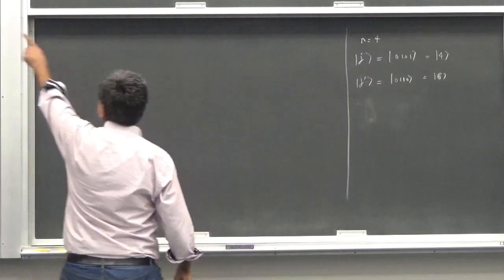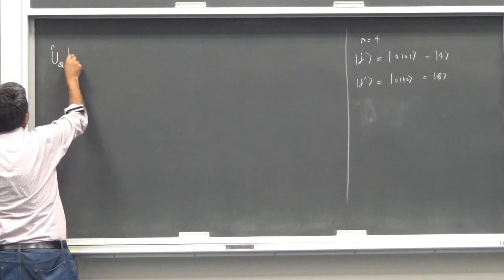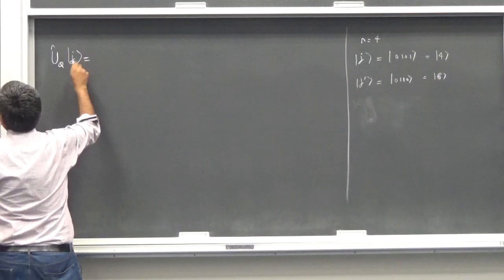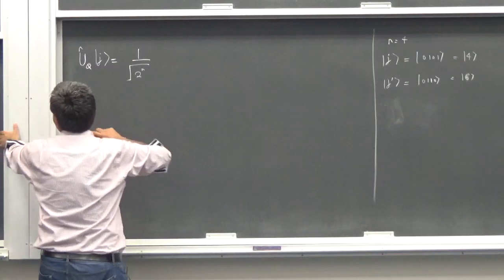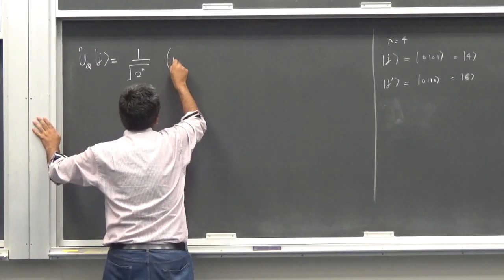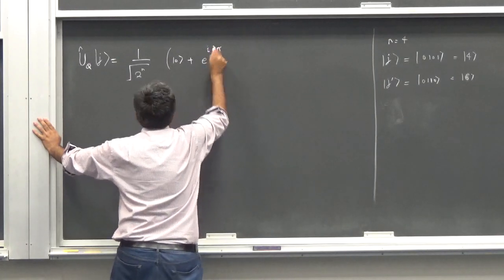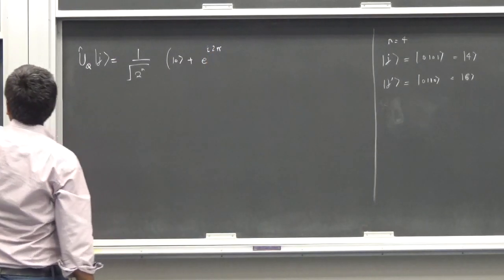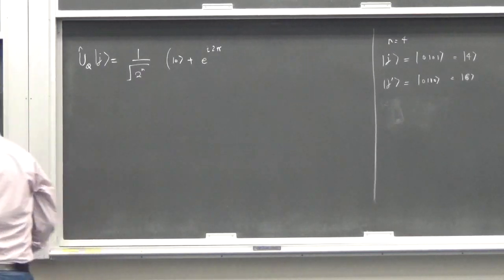So let's look at the prescription over there. UQ acting on J is now equal to 1 over 2 raised to the power n square root of capital N. Let's look at the first qubit, ket 0 plus e^(i 2 pi). And the first term is J divided by 2. J divided by 2 is this thing over here.